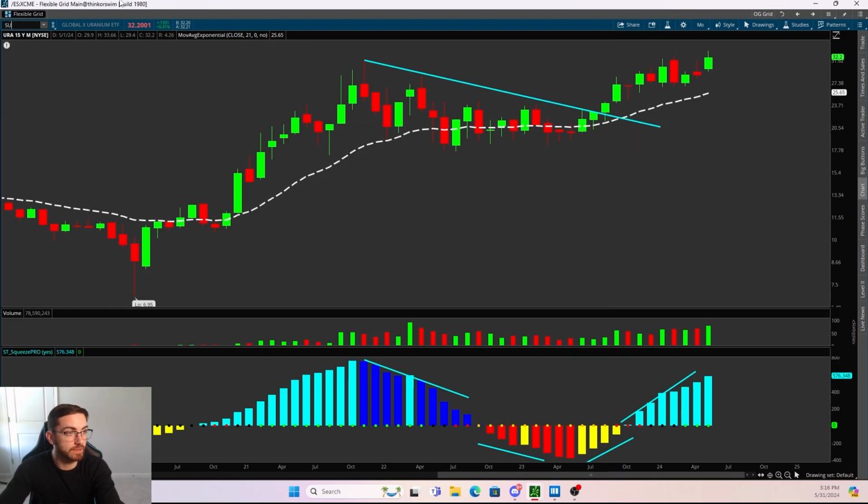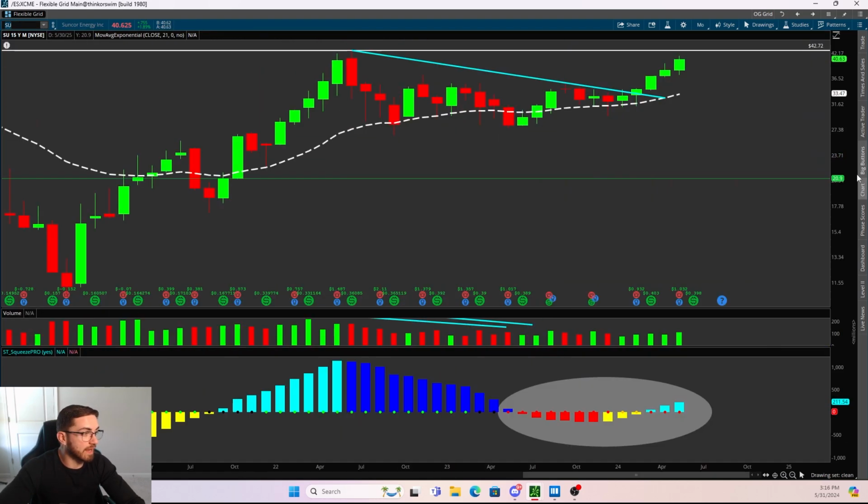SU is another good example on the monthly time frame. We took this recently as well. Monthly squeeze, as we can see down here. Price is holding that monthly 21 EMA as support. It broke above the trend line. I got long right here and was able to capture a beautiful move to the upside.